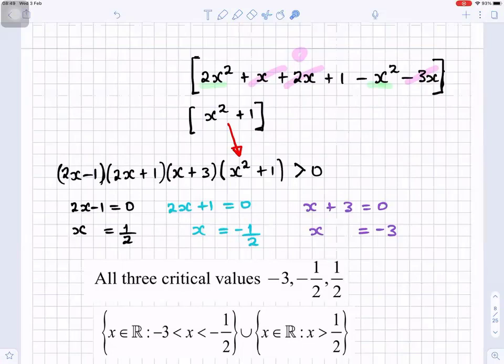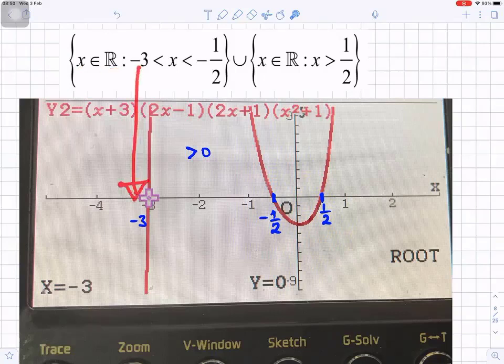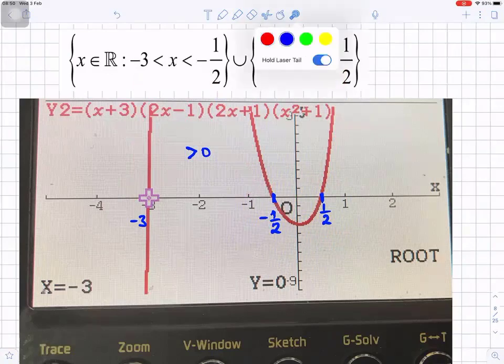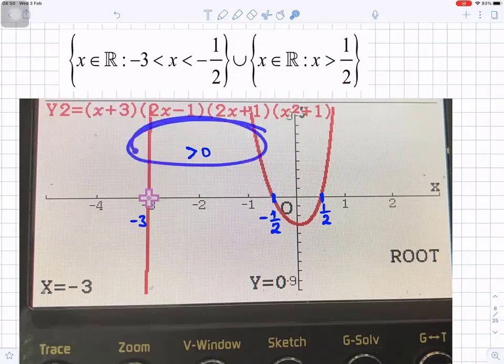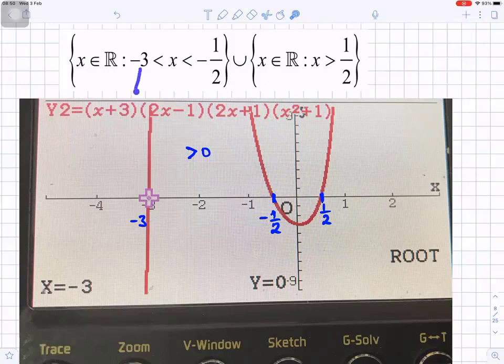Now, how do we know where this is bigger than 0? We go on the sketch of the graph. When you sketch the graph on the graphics calculator, this is what you get. So x is an element of all real numbers. So you have minus 3, minus a half, and a half. What is happening here is this part is bigger than 0. So between minus 3 and minus a half, every value is above 0. So you want to start at minus 3. That's where you start. And you want to end at minus a half.